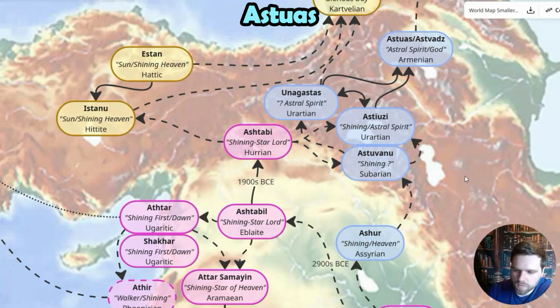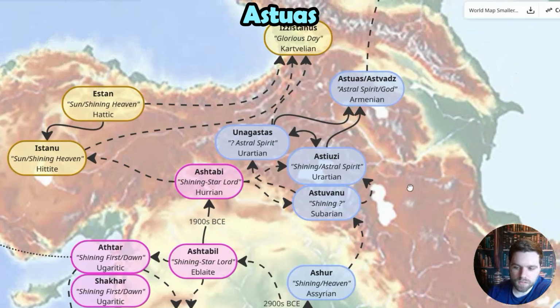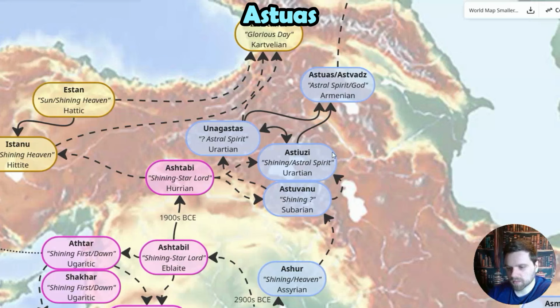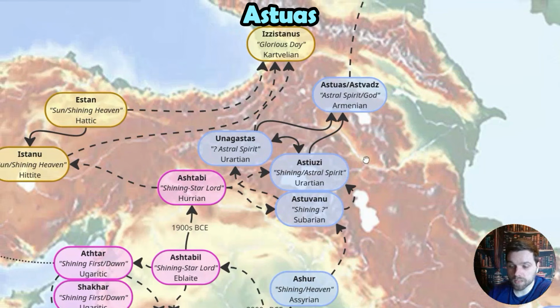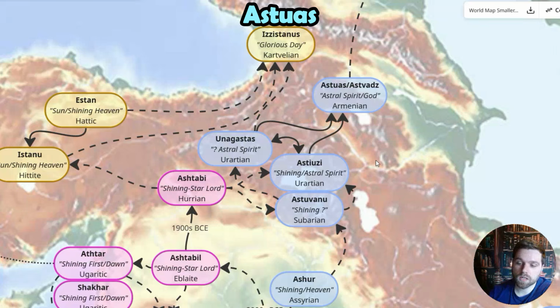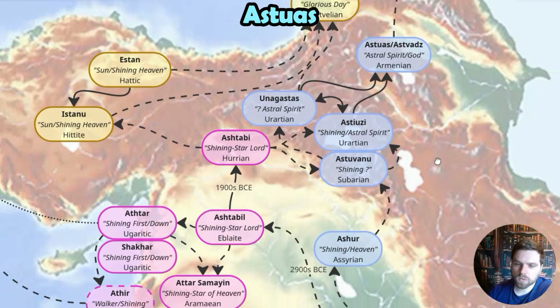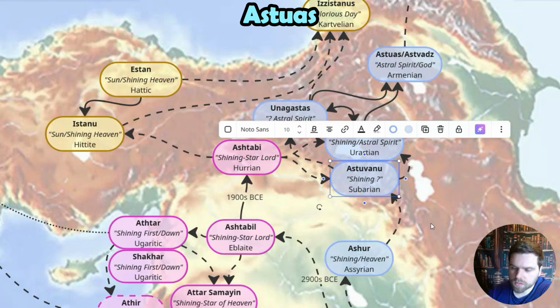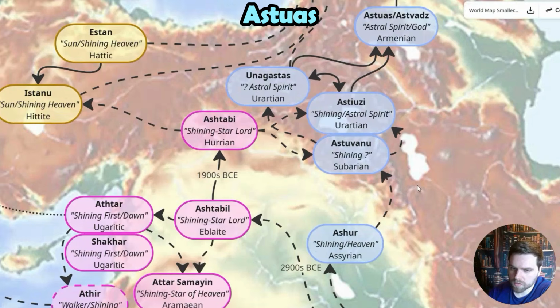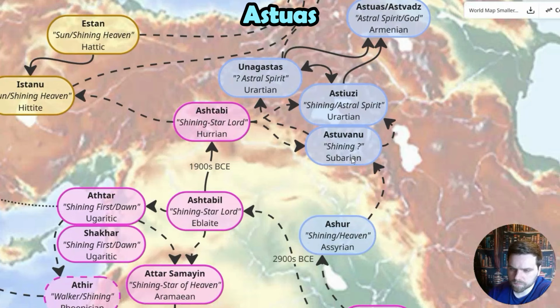It has been proven already that Hurrian and Urartian are related languages, that effectively the Hurrians, when they migrated back out of Syria, became the Urartians. And the Urartians are then a substrate, a non-Indo-European, purely substrate of Armenian. So all of these deities, Astuvanu is kind of a mysterious, important high god of the Subarians.